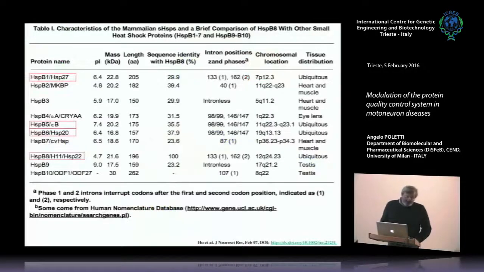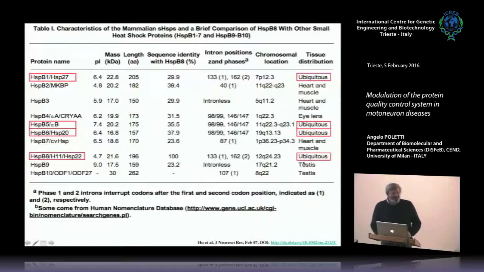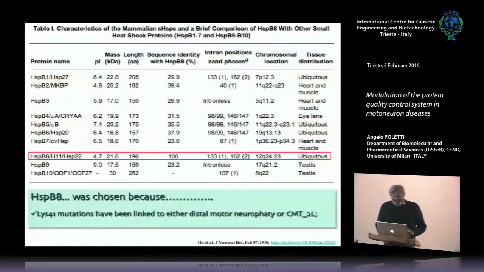There are 10 small heat shock proteins, HSPB1 to 10, but only a few of them are expressed in the brain, and some are expressed exclusively in a specific tissue, like the testes. There are 4 in the brain. Most of them are expressed in glial cells. B8 and B5 are also present in neurons, but we chose B8 for a specific reason.